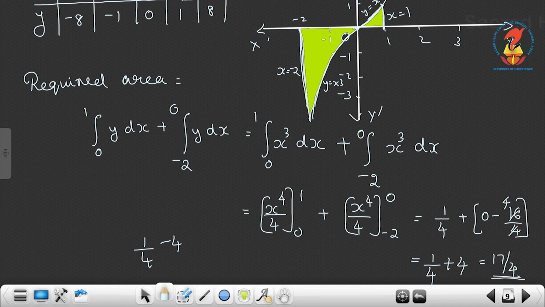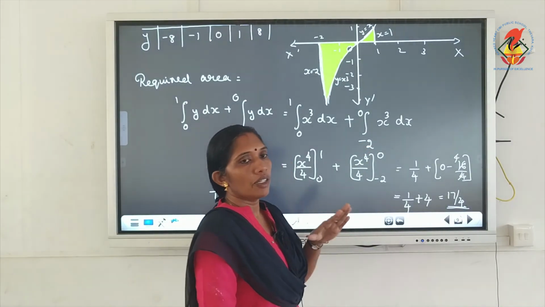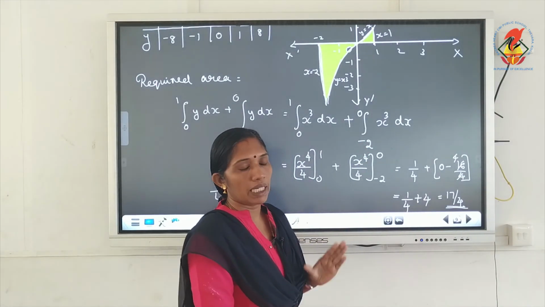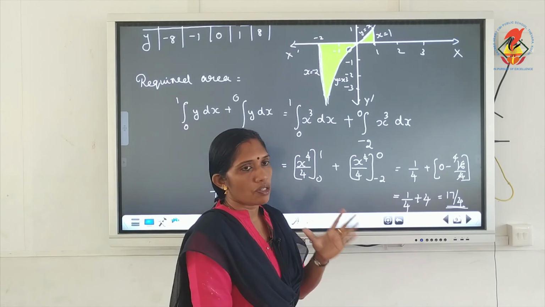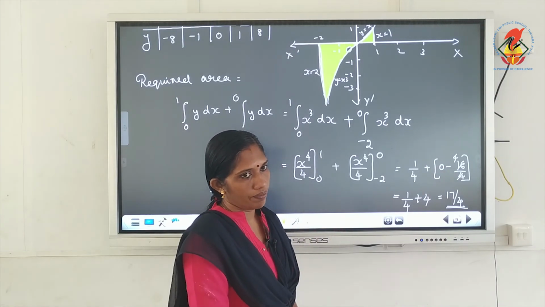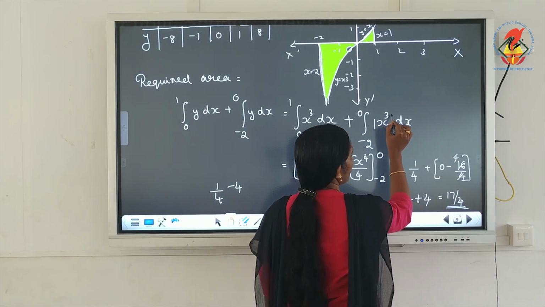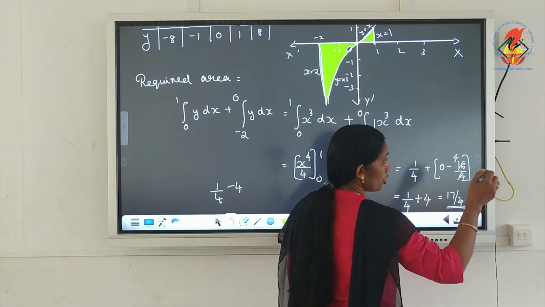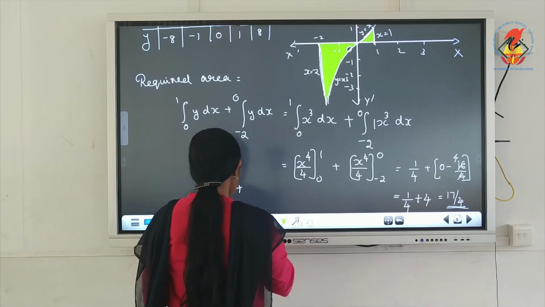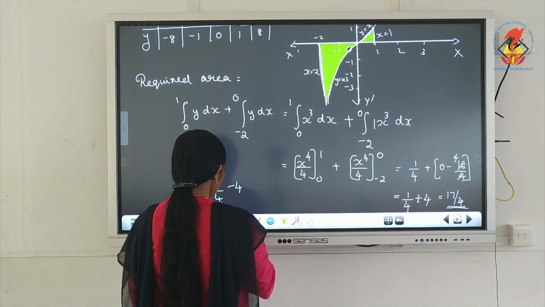If you write like this, that is wrong. Understood? That's why you have to do right hand side and left hand side separately. On the left hand side you will get a negative number, but area cannot be negative. So write it as positive. Or here you put the modulus symbol. Then with modulus again you have to do plus and minus.